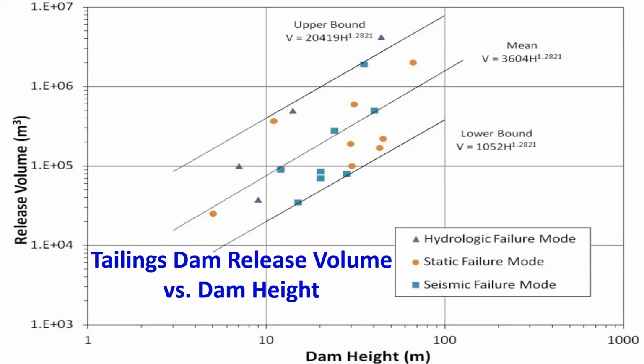And how did we do this? Well, we extracted from the bibliography all the most recent failures, and we correlated the release volume with the dam height. For the different failure modes, hydrologic, static, and seismic, we ended up with an equation, a formula that tells us the volume based on the height of the dam for a particular failure mode. And this was done by us.